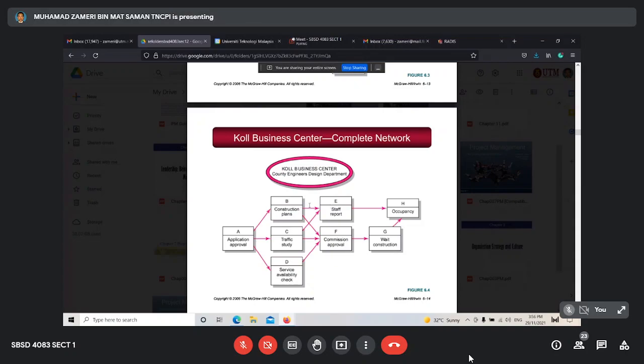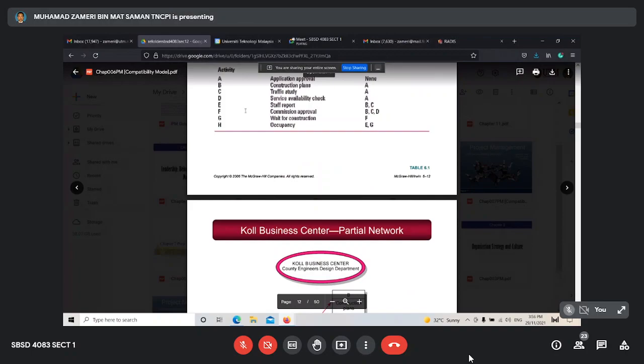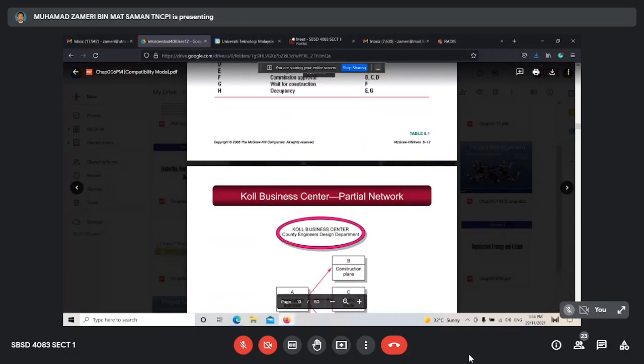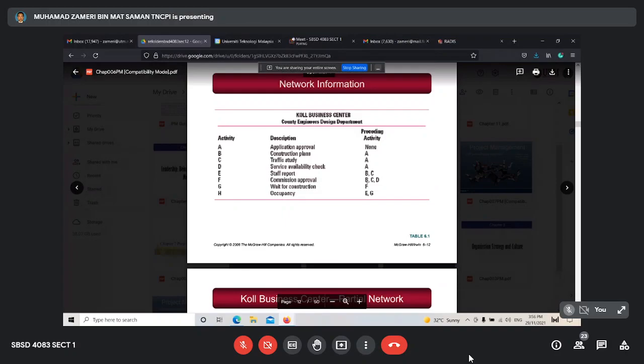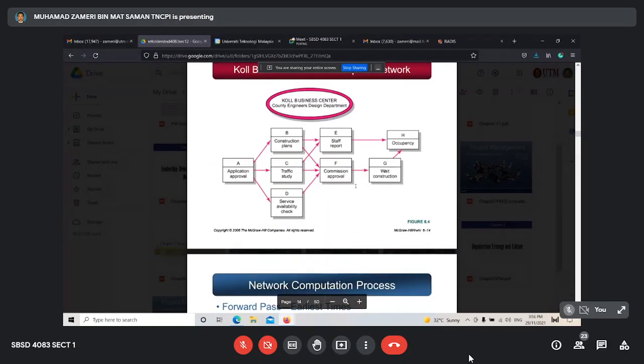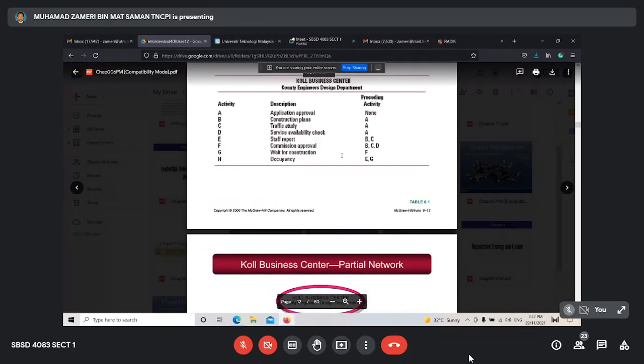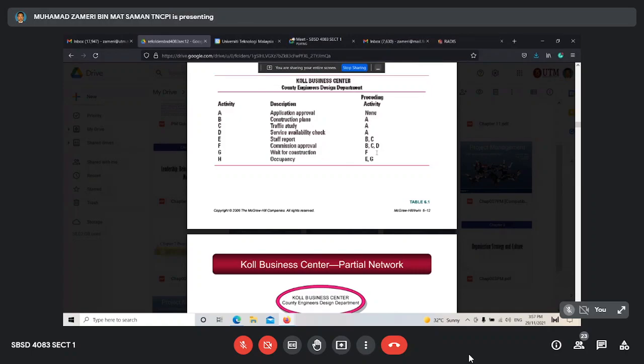Arrow represents precedent. So that means before E, B and C. Before E, B and C. F. Before F, B, C, and D. So that means before F, you need B, you need C, and you need D. So before you start F, make sure B, C, and D finish. Activity B, activity C, activity D finish. F, G.